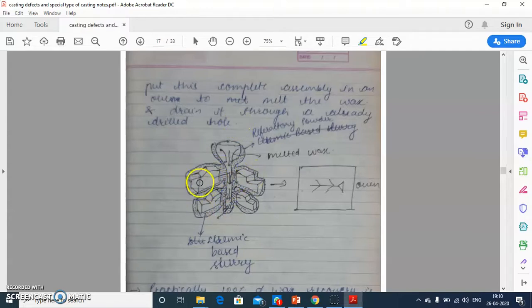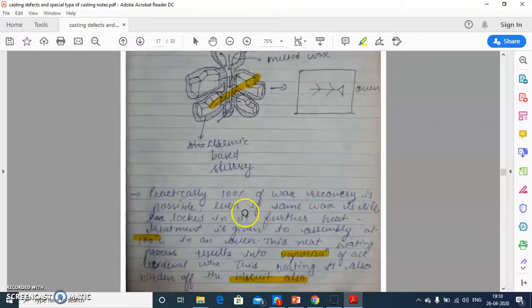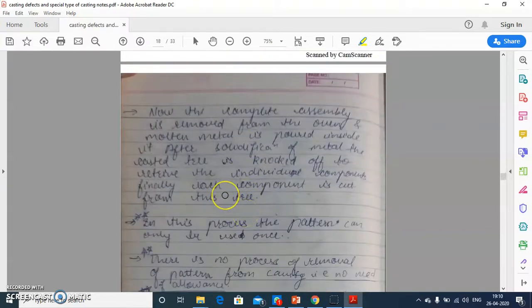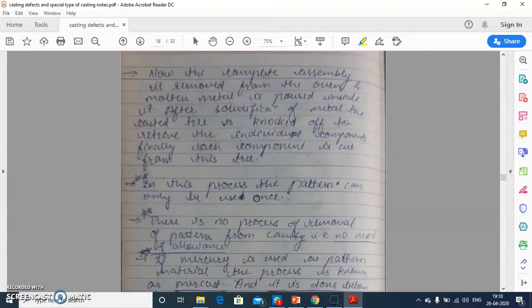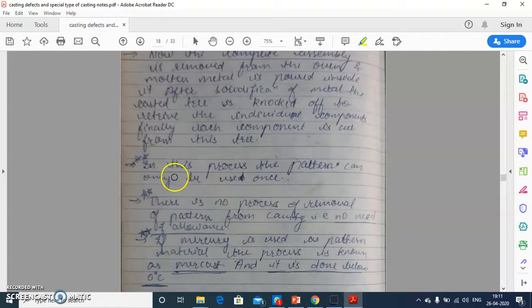And then these trees are of the metal trees. These are the individual parts. These are the individual parts of the product. We have to cut all the solidified part to get individual components from the cavity.